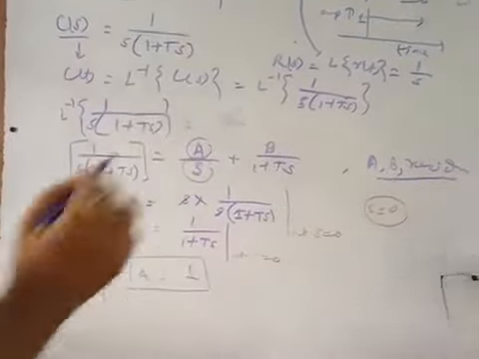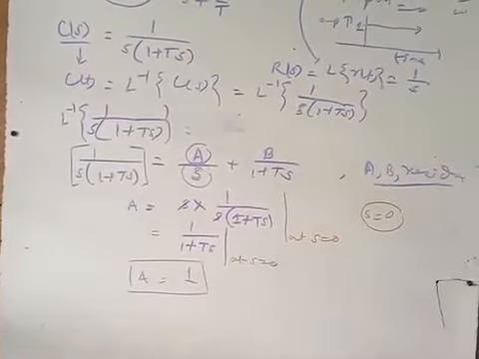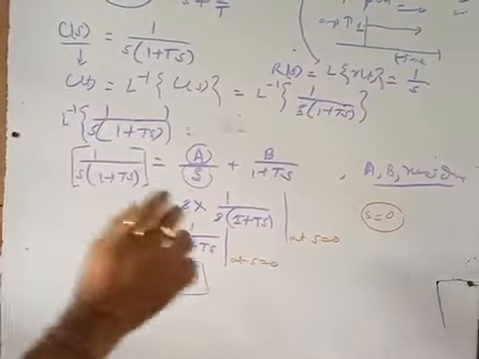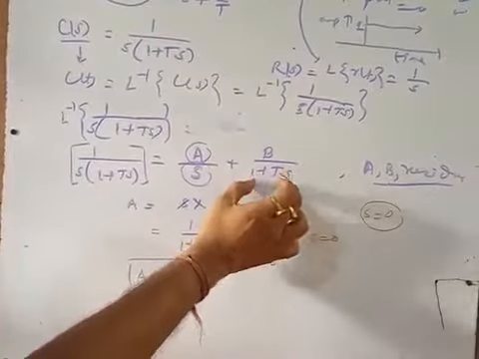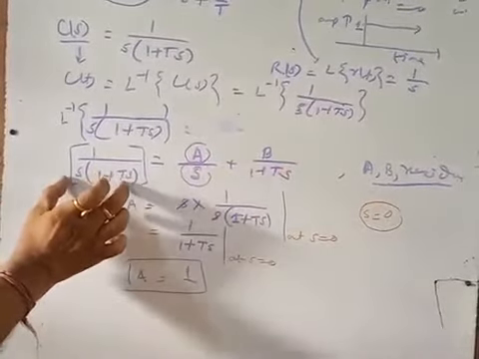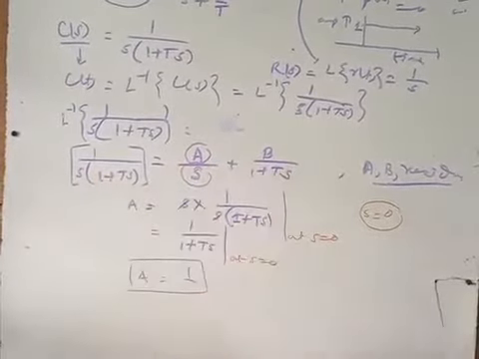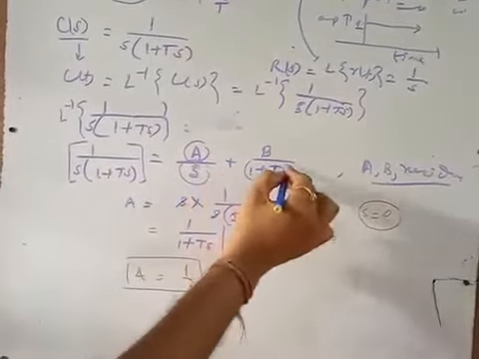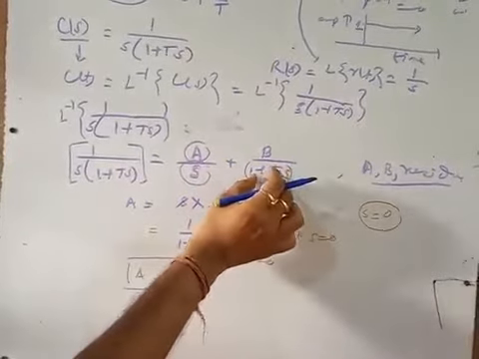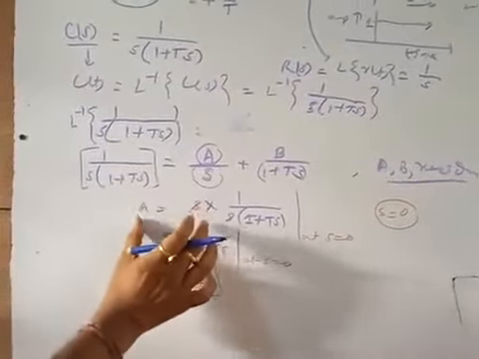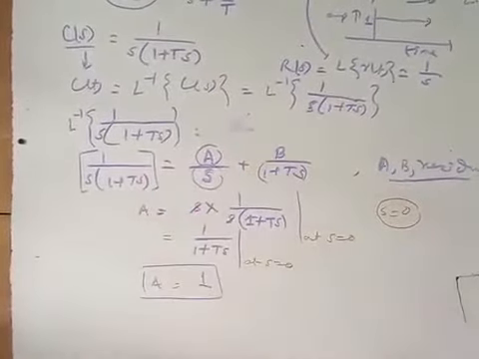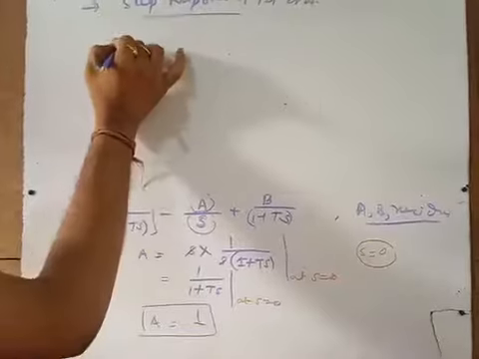Similarly, how to get the value of B? We have to take the factor in the denominator of B, and that factor is multiplied with the left hand side function. Then from this you see 1 plus TS. From 1 plus TS, you have to find out the value of S, and calculate the complete term with respect to that. That I am going to show you. How to get the value of B?